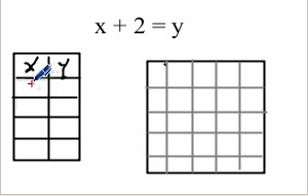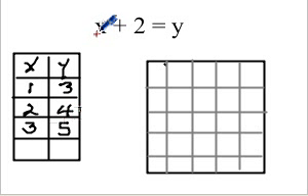I'm going to start with 1. If I substitute 1 for the x, 1 plus 2 equals 3, so y would have a value of 3. If I had 2 for x, then y would be 2 plus 2 is 4. If 3 is x, then 3 plus 2 would be 5, so y would have a value of 5. And if I had 4 as a value for x, 4 plus 2 is 6. So I've created my table of values, and now I have to graph them.